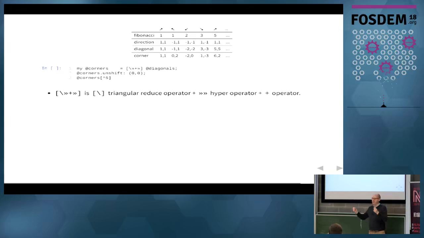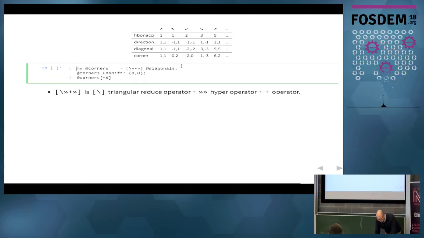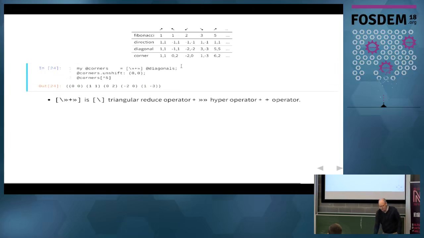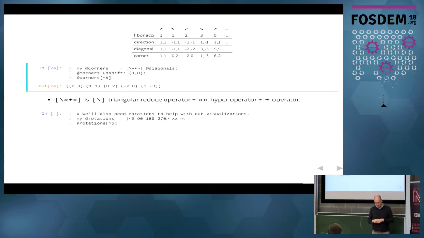So it's hyperaddition. To make the corners, we have the square brackets for reduce, triangular reduce over hyperaddition, and then we put 0, 0 on at the end. Okay, and if we look at the first 5 corners, that looks like that. And oh, by the way, we're also going to need the rotations, 0, 90, 180. You'll see why in the end. So we're just going to make this list here. So we have 5 infinite sequences.